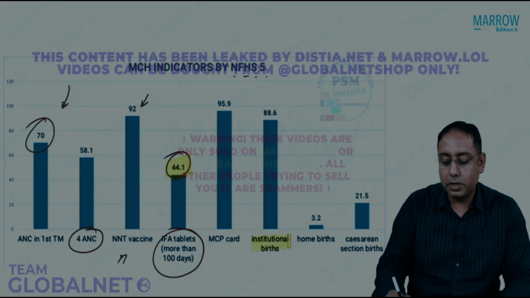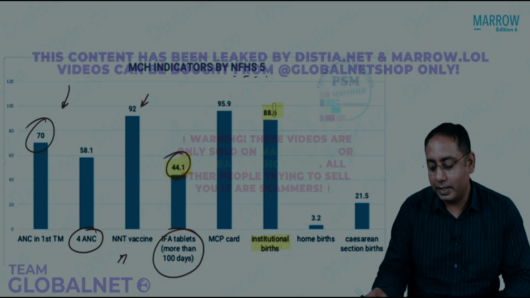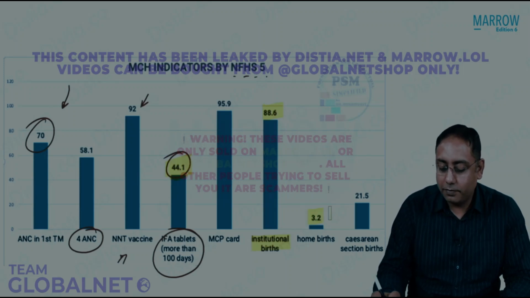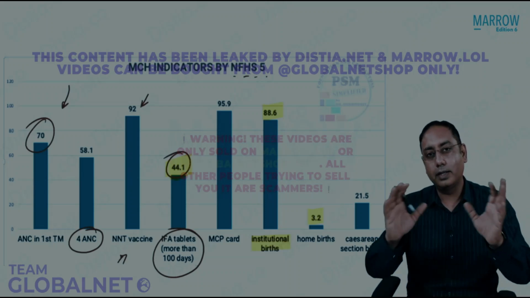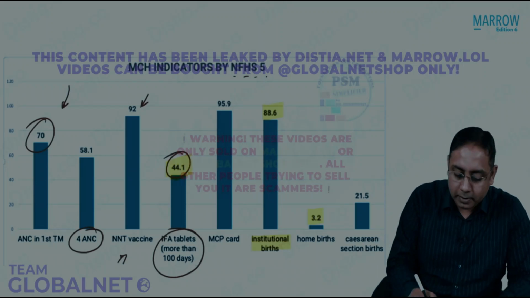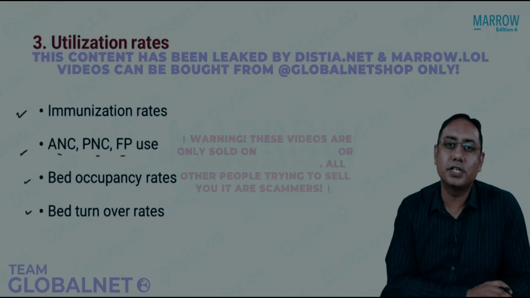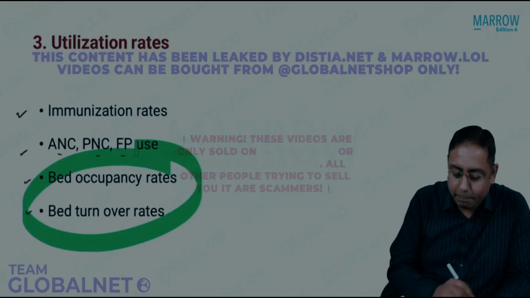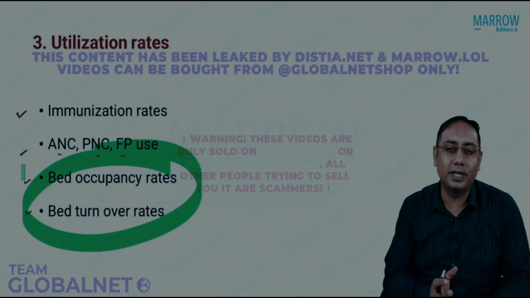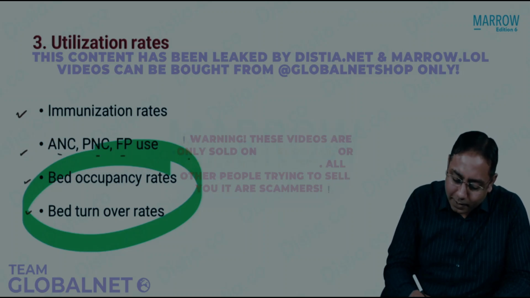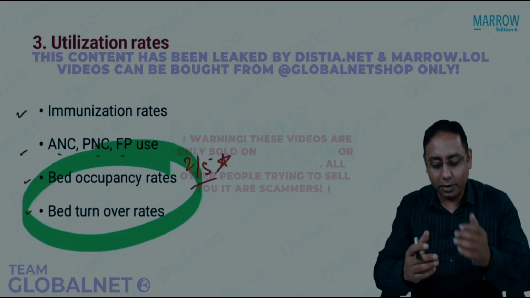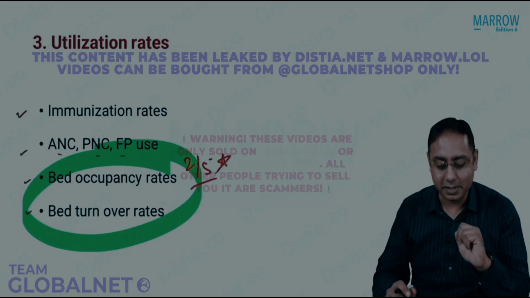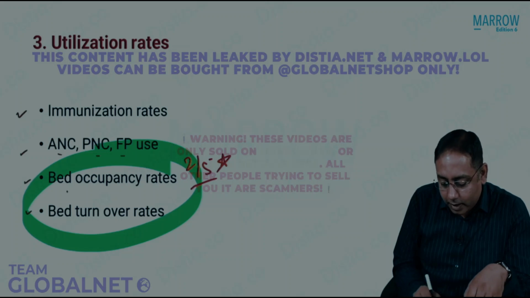Then you have the institutional births, which is a good amount, 88.6%, but still we have around 3% home deliveries. So all that I have discussed is the utilization rate. Next, let us have a quick discussion about how you understand the bed occupancy rates or bed turnover rates. Beta, this is a 2 by 5 star MCQ topic. It can be asked in your exams. Very recently, we got a question about the bed turnover rates. Let us have an understanding about that.